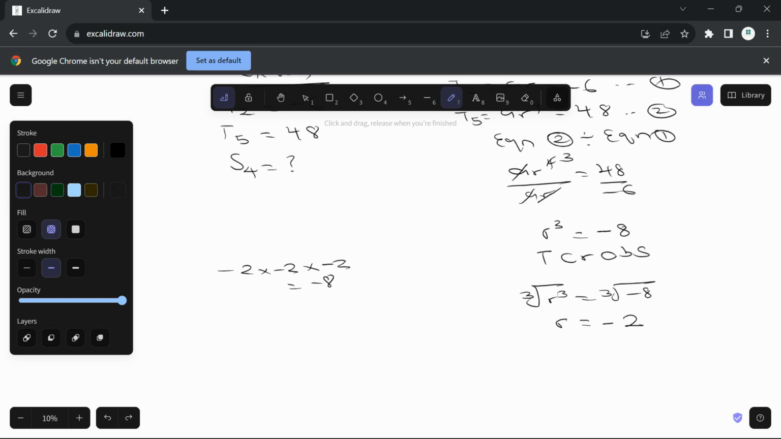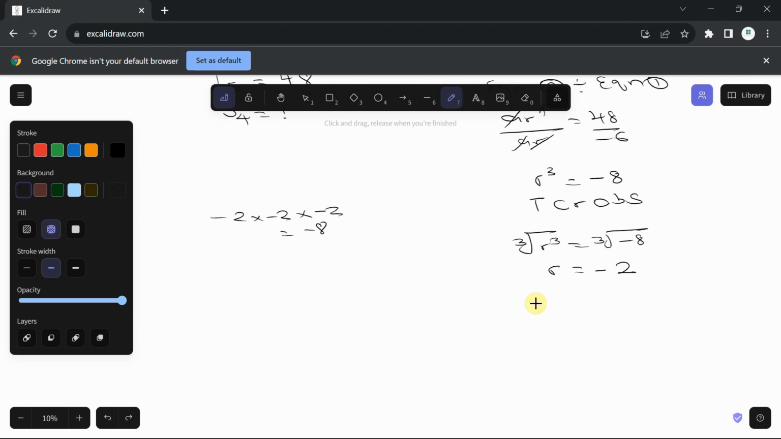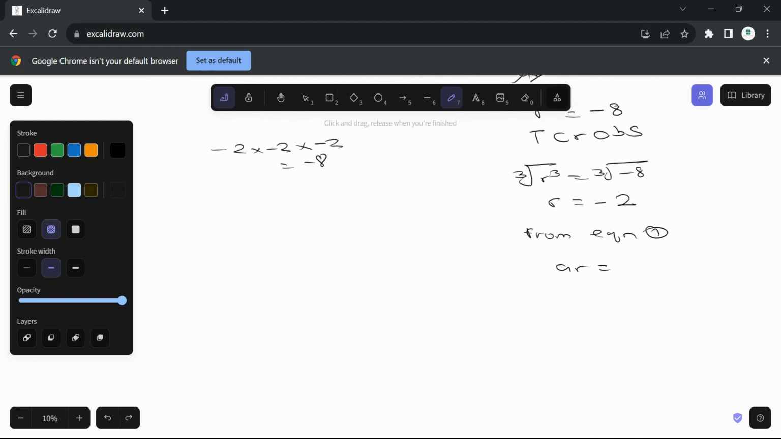Now we know the R, right? The other thing that we need to find the sum is our A. So if I take equation 1, which is AR is equal to, is it -6 or 6? Let me see. It is equal to -6. So AR is equal to -6. So that will be A times -2 is equal to -6. If I divide both sides by -2, the -2 will cancel the -2 here, 1, 2 here, 3. Right, so my A is equal to 3.